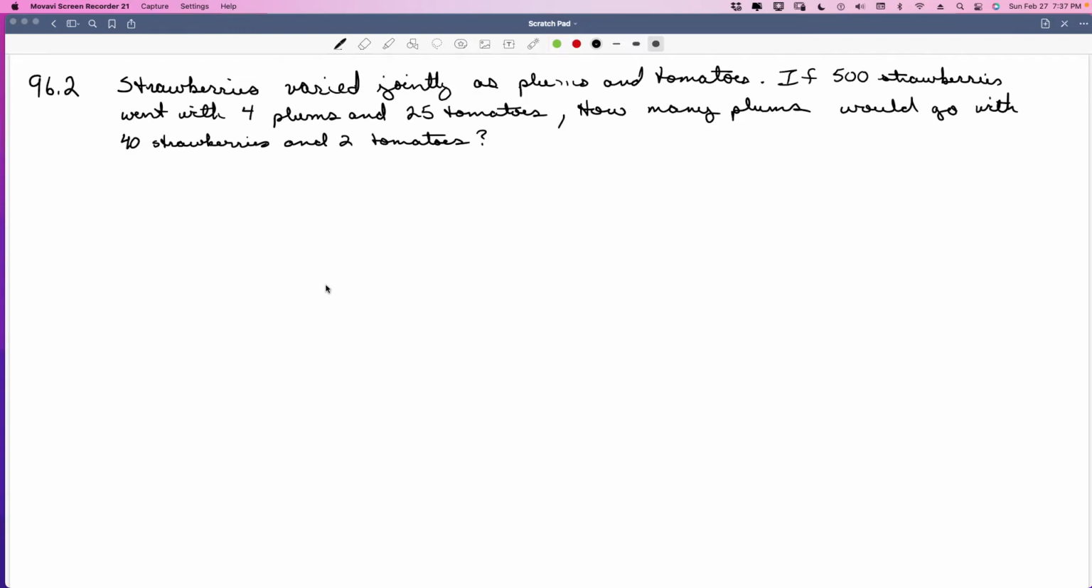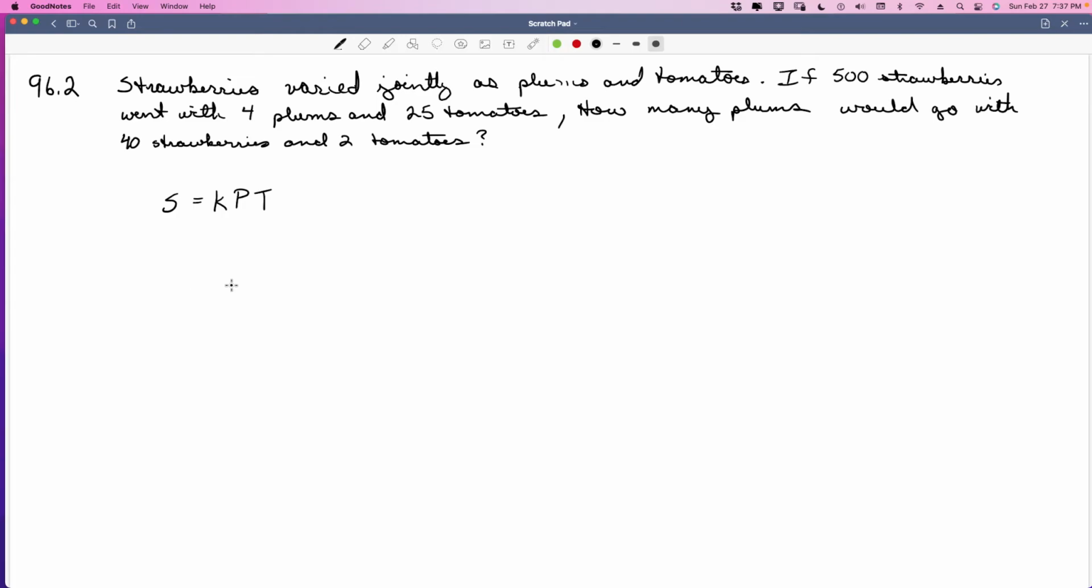All right, 96.2. Strawberries vary jointly as plums and tomatoes. So notice the word jointly and as. Plums and tomatoes. So this implies a relationship of a direct joint variation. So we are going to say that strawberries is equal to the constant times the plums and the tomatoes. That is what is implied by this statement here.